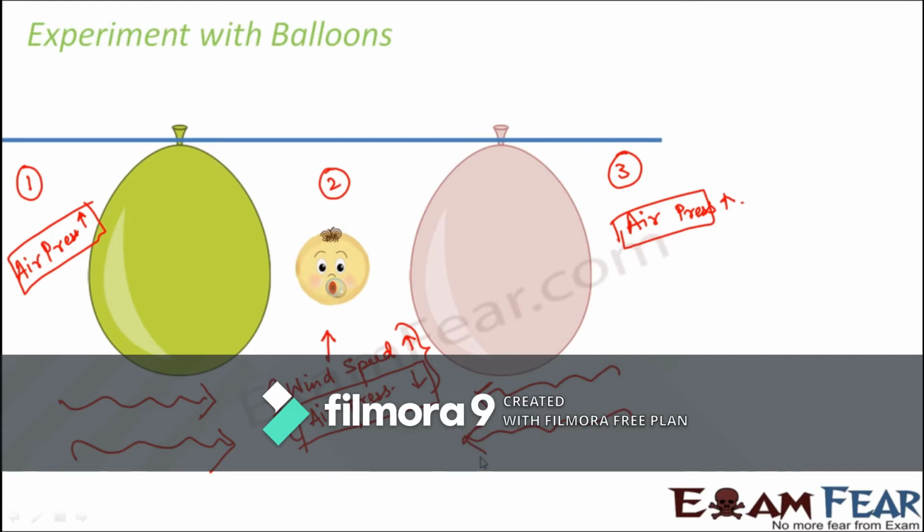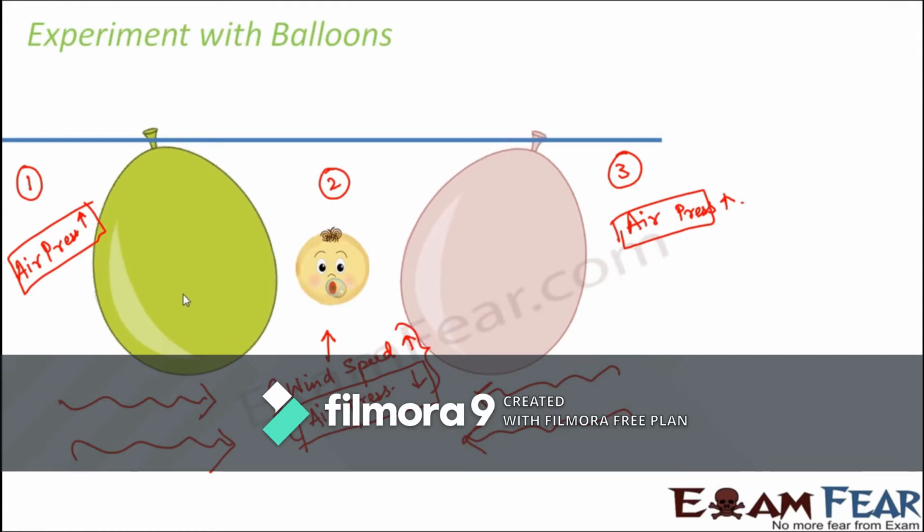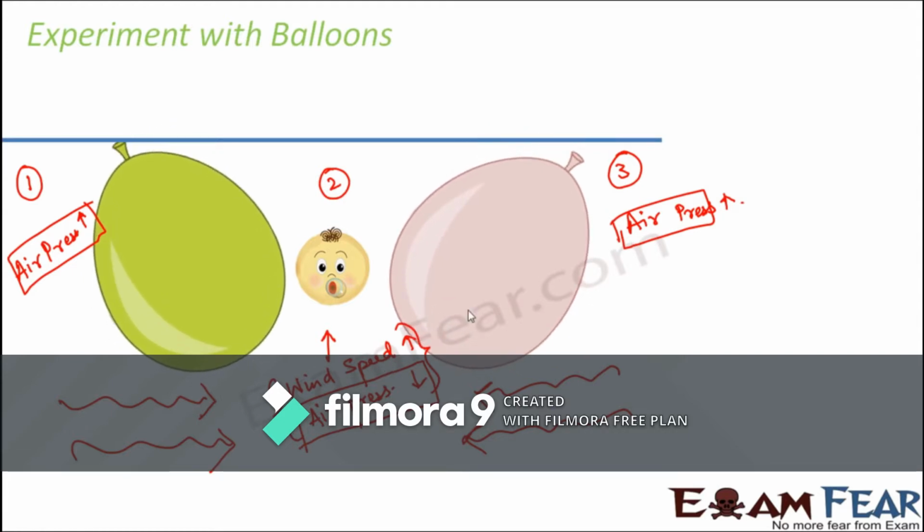Now, as wind blows, what happens? It exerts a pressure on the balloon, which makes the balloon also move in the direction of the wind. And as a result, they both tend to come near each other. So that is why this attraction happens between the balloons. This happens only when we blow in the space between the two balloons, because when we blow hard, only then does the wind speed in region 2 increase, because of which the air pressure is reduced.